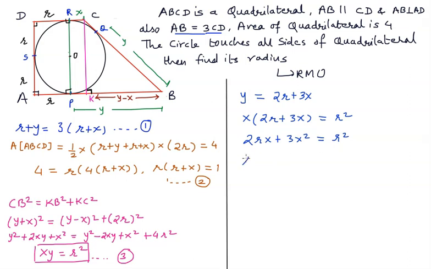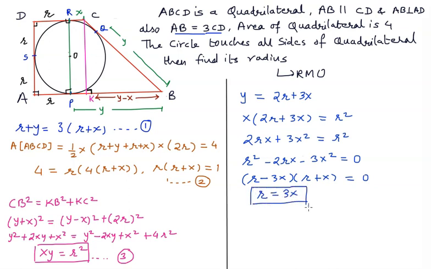We see that this is a quadratic equation. R square minus 2RX minus 3X square is equal to 0. If we factorize, you see that it is (R minus 3X) times (R plus X) is equal to 0. Since X and R both are lengths, we cannot have a negative value for R. We will just have R is equal to 3X from here. So we have R in terms of X now.